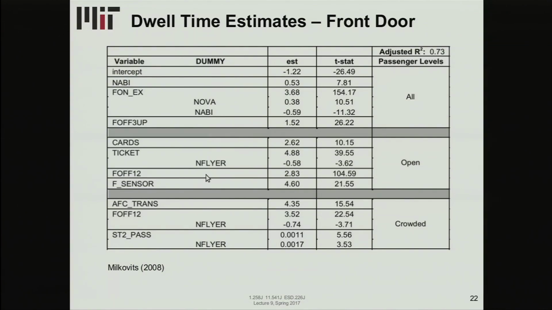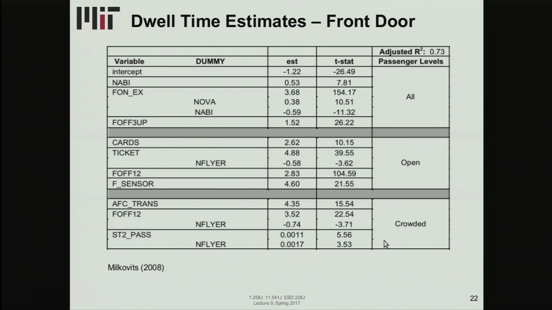Here you have the effect of people getting off in the front for the first 2 passengers, not the ones that are 3 and up. So 2.8 seconds per passenger extra. And here's a dummy for if the sensor in the front was blocked, which could have different effects, but essentially that could indicate crowding or something. So it was included there.